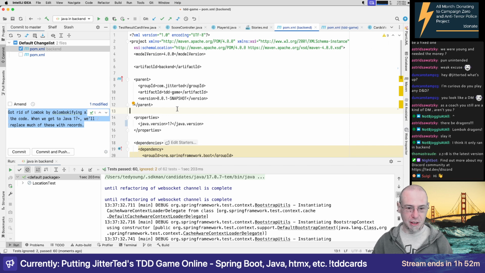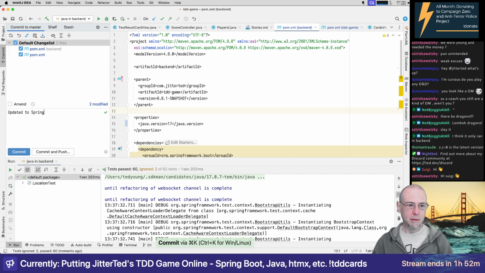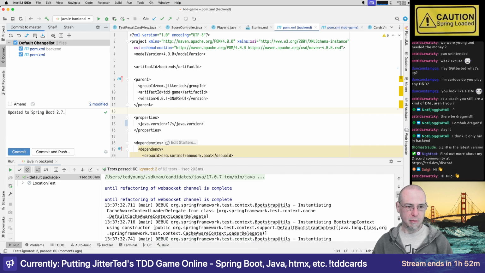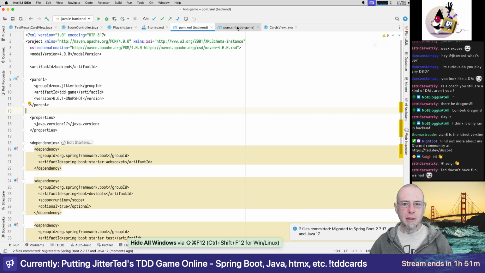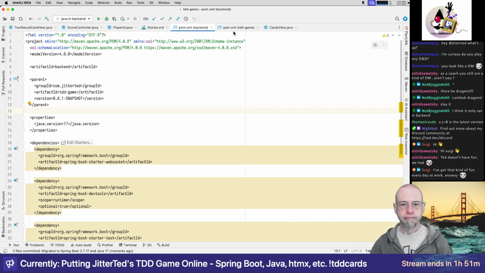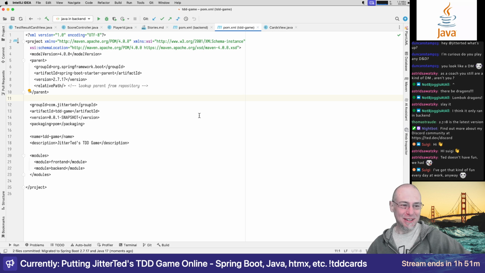All right, so that's all good. So let's do a commit. Updated to Spring Boot 2.7.17 and Java 17. We'll call it migrated. I wonder if I should... You already know what that fun is? Okay.